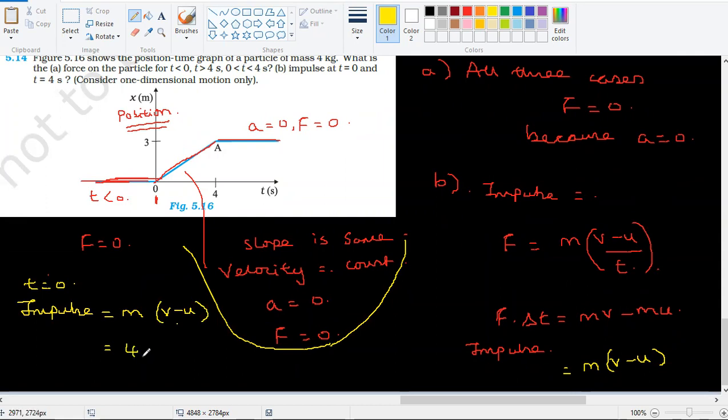Initial velocity is 0. So what is the final velocity here?